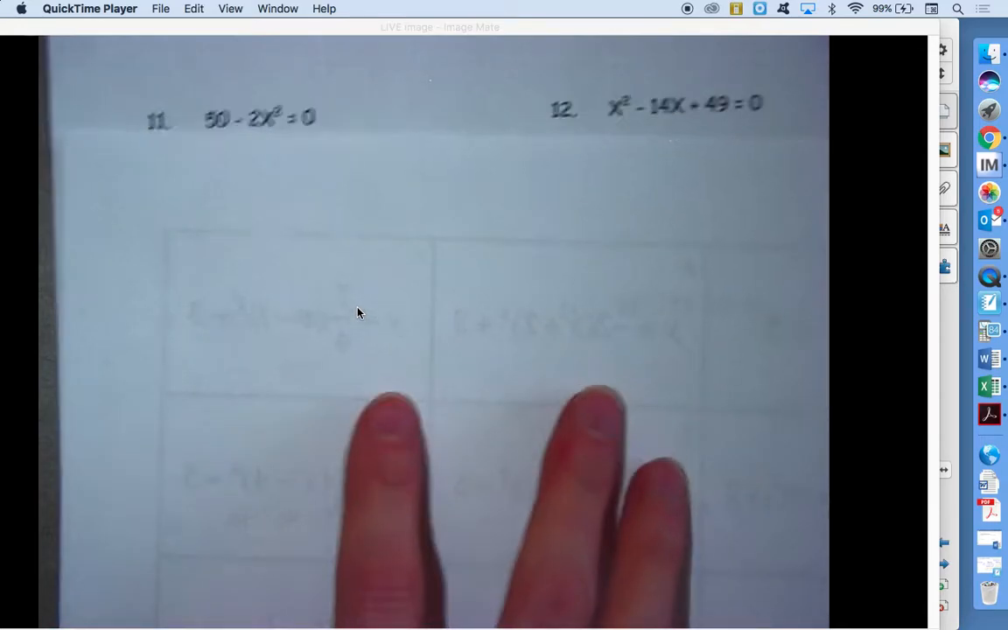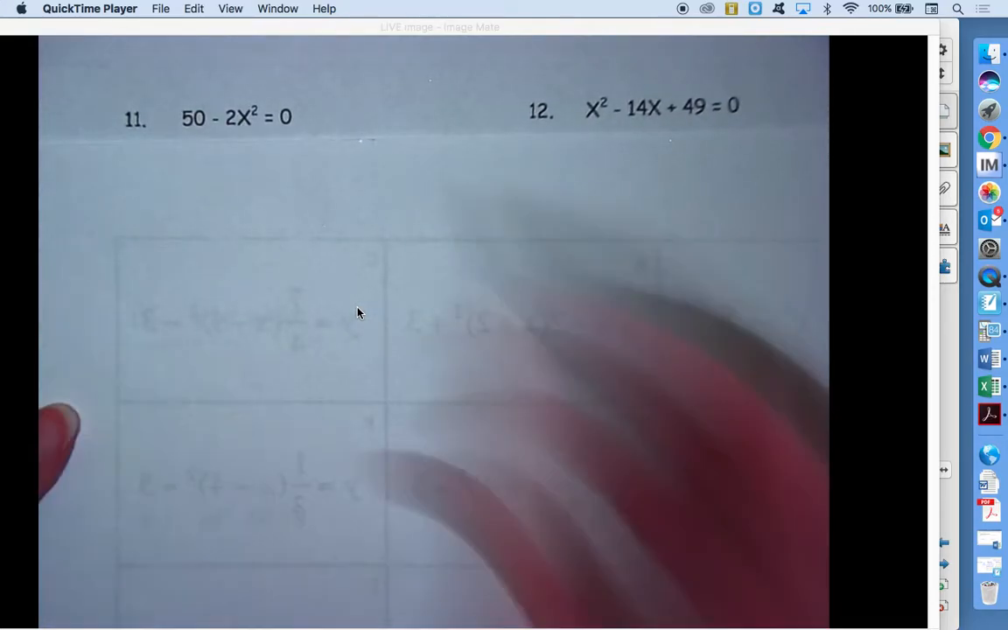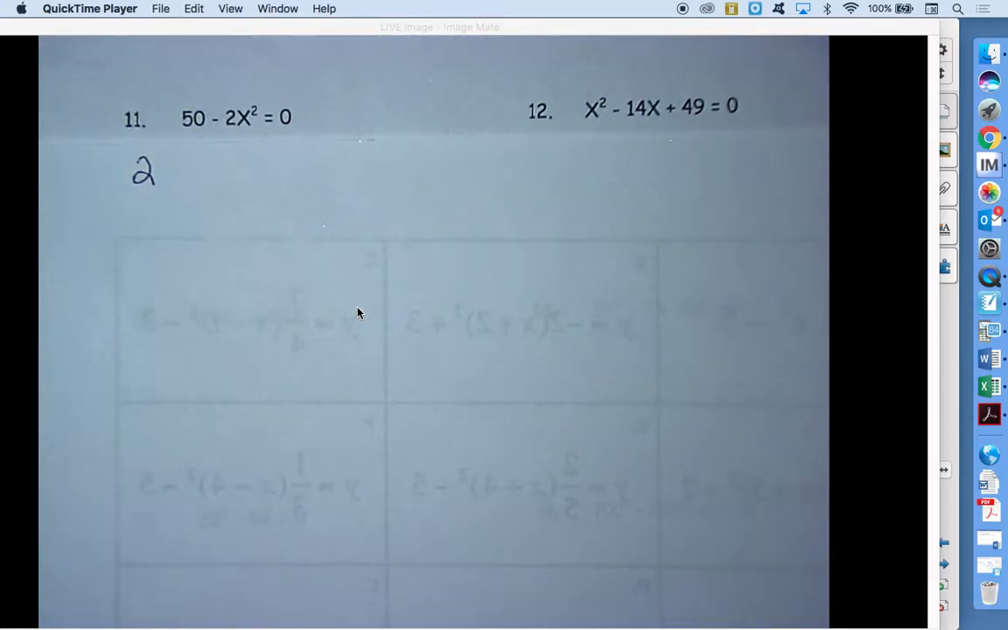All right, so number 11, we have 50 minus 2x squared is equal to 0. Sam, what do you notice about the 50 and the 2x squared? You can take 2 out of both of them, so let's start by taking out a 2. Did anybody take anything else besides a 2 out?